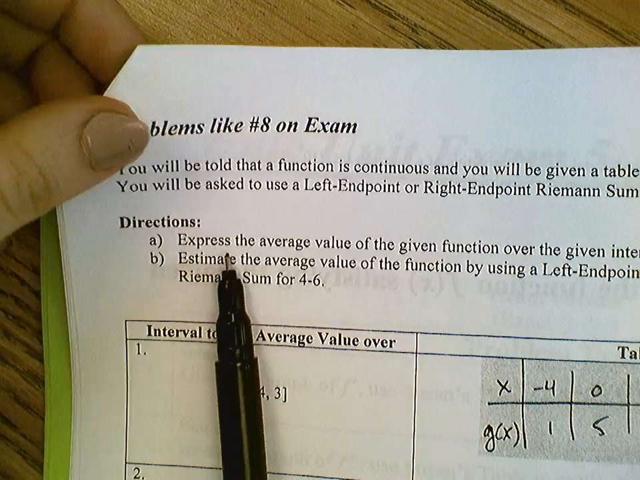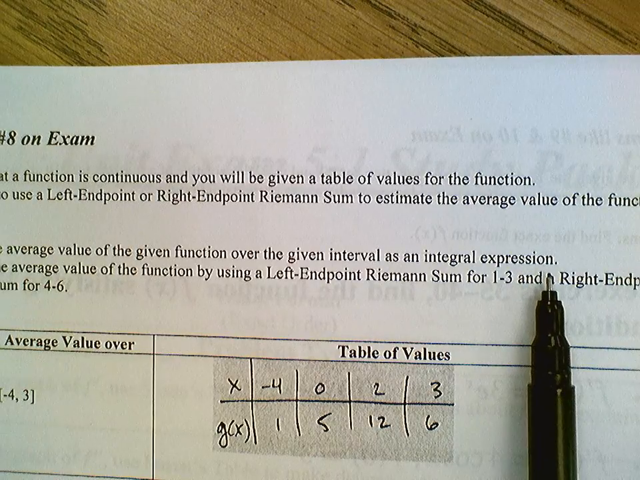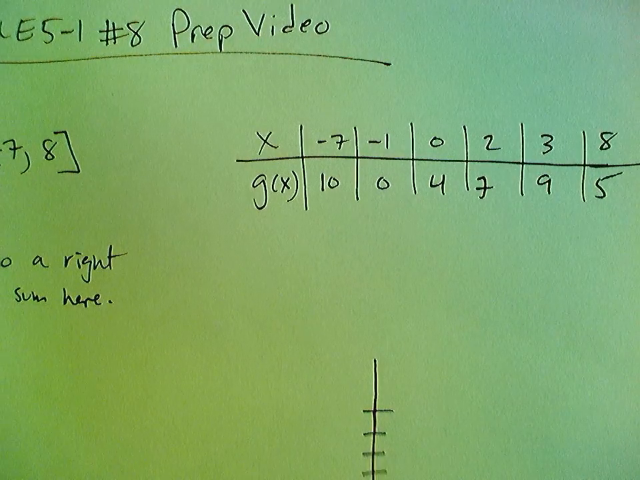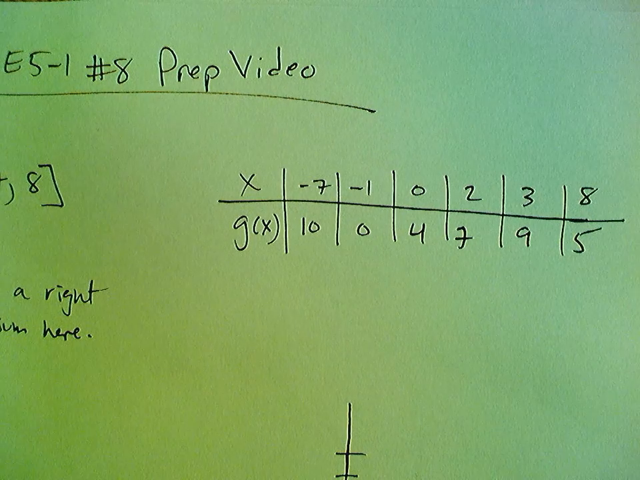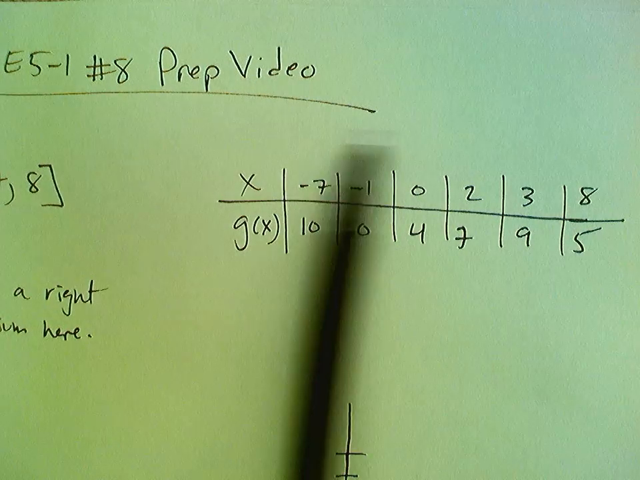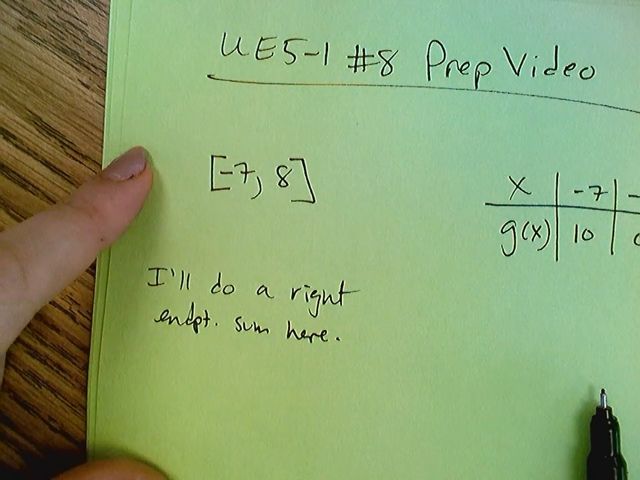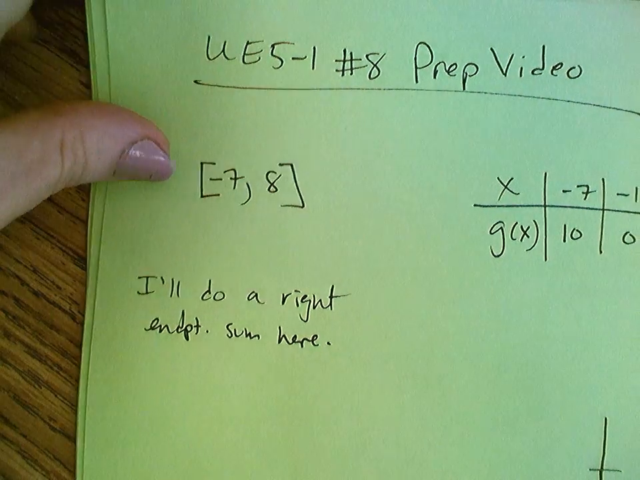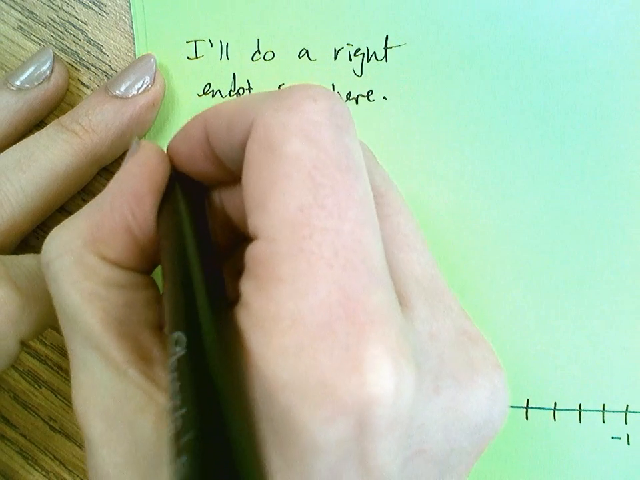First, express the average value of the given function over the given interval as an integral expression. Basically, guys, you just need to know the average value formula. I made up this example. You don't have to take notes if you don't want; you could just watch. Here is the table of values I'm given, and this is the interval they want the average value over. You just need to know the average value formula, which is this. This would be part A.